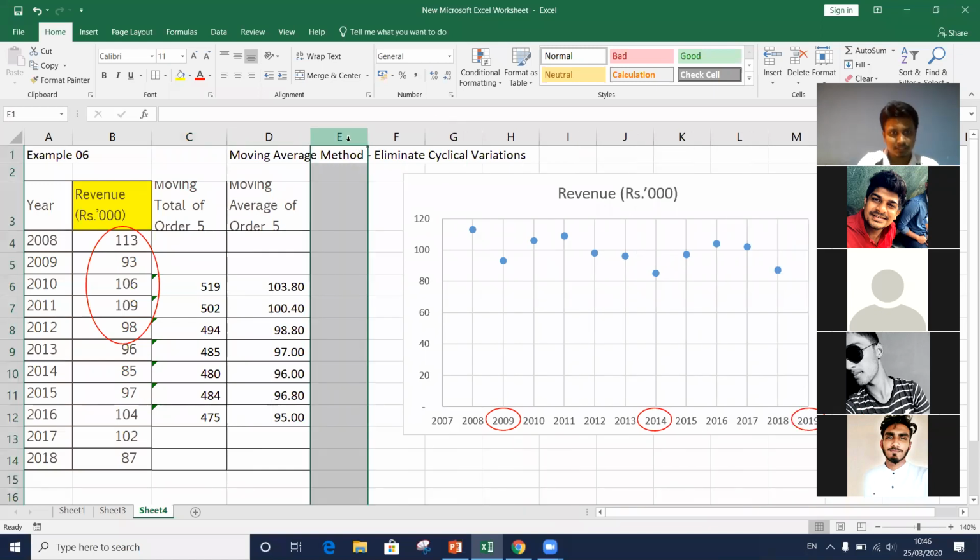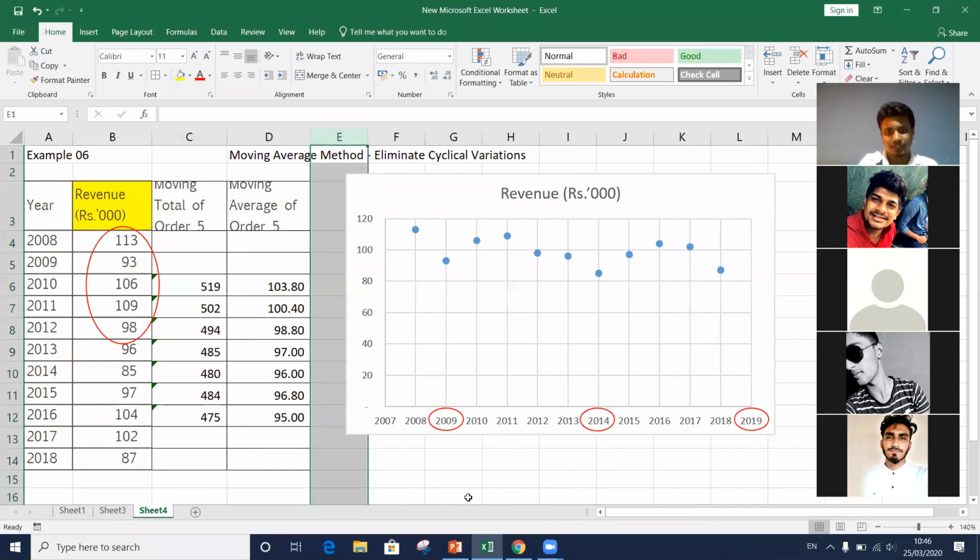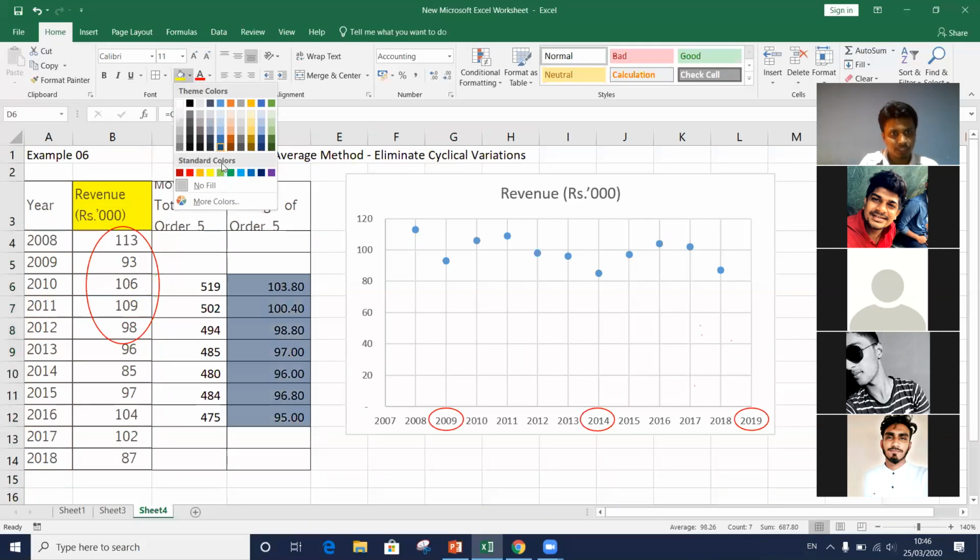So this is our graph, right? This is the initial graph we got. Now how do we plot these observations? We need to plot these observations.